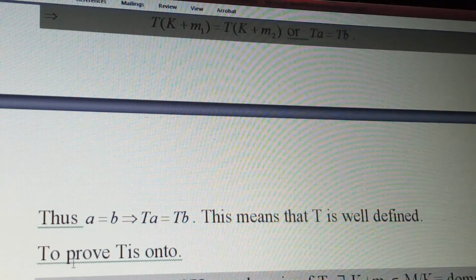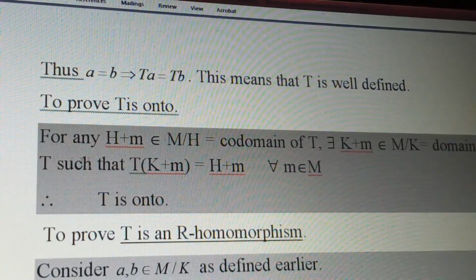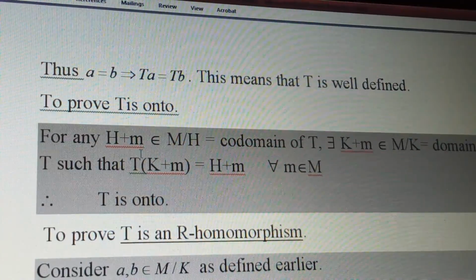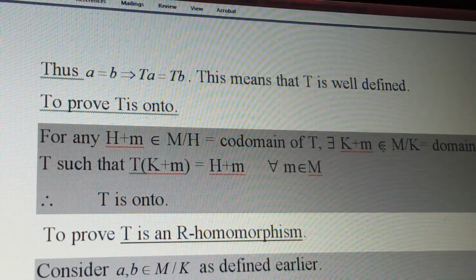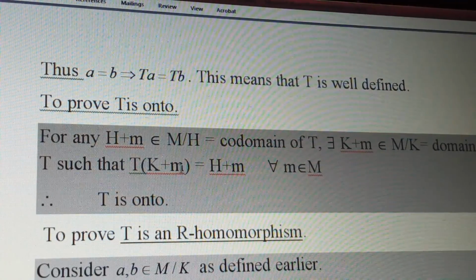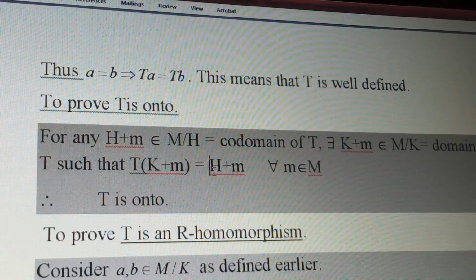Now to prove T is onto, as in the previous theorem, we again take an element H + m of the quotient module M/H, the codomain of T. Then there exists K + m belonging to M/K, the domain of T, such that T(K + m) = H + m. This condition shows T is onto.